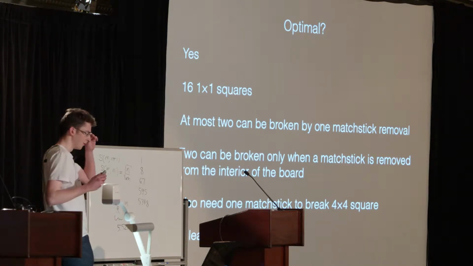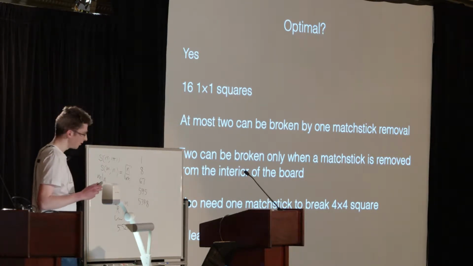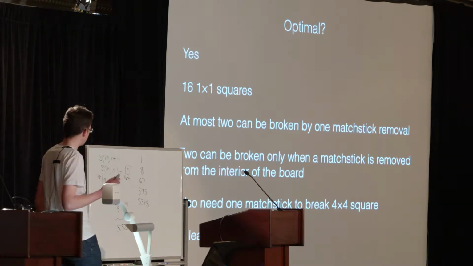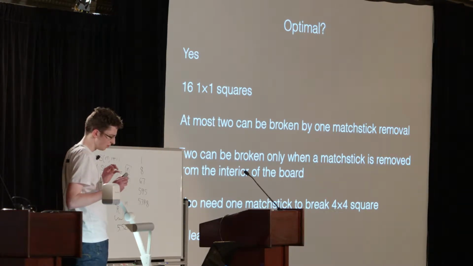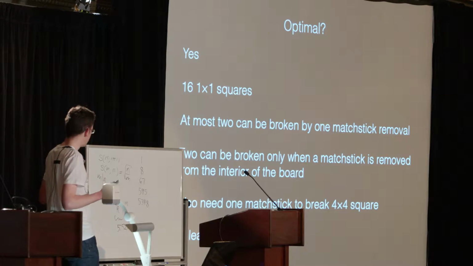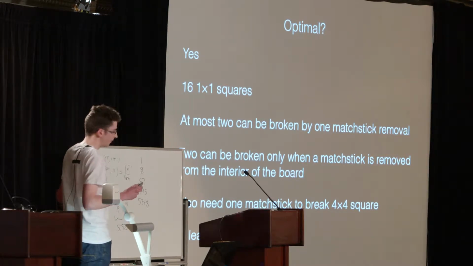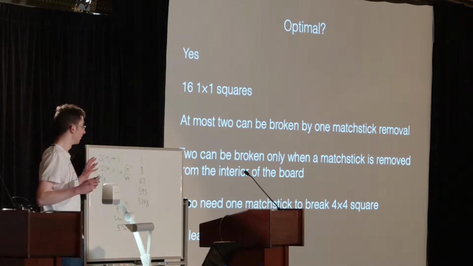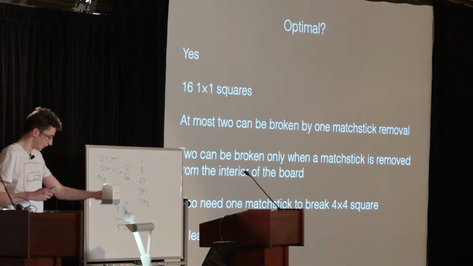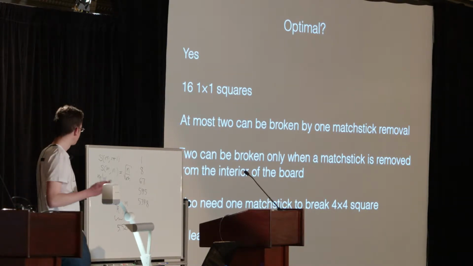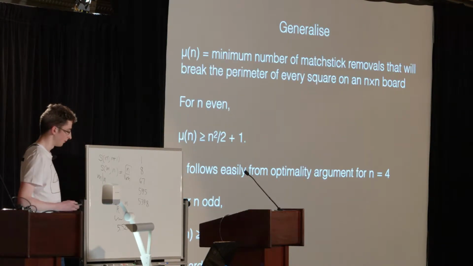There are 16 1 by 1 squares. At most, 2 can be broken by a single matchstick removal. You can only break 2 when a matchstick is removed from the interior of the checkerboard. And you also need an extra one to break the outer 4 by 4 board. So you need at least 16 over 2 plus 1, which is 9. So the solution is 9.